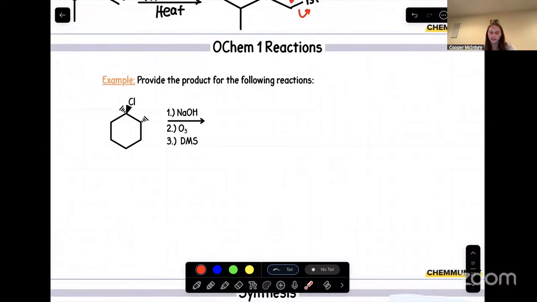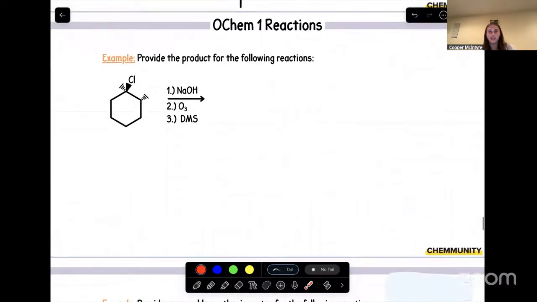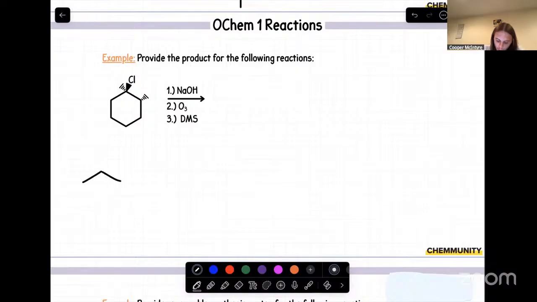And then here is our final predicting the product question. Perfect. So let's start out by drawing out our cyclic structure. We see that stereochemistry will definitely play a large role in this question since we have a lot of wedges and dashes that we are seeing. So we have a wedged chlorine along with a dashed methyl group. And then we also have a dashed methyl group over here.